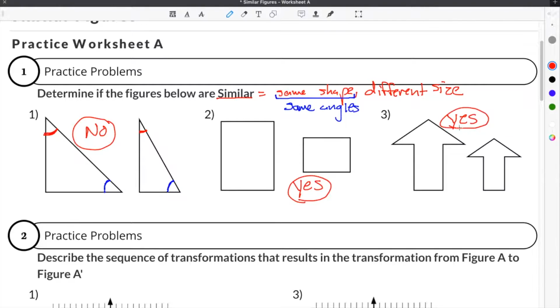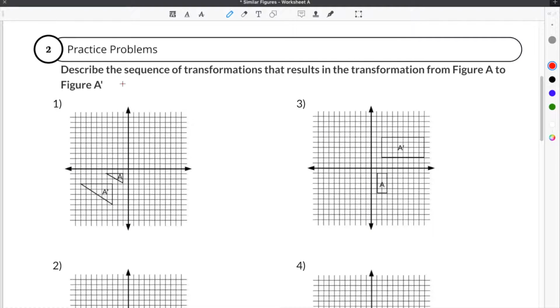Part 2 of our similar figures worksheet asks us to describe the sequence of transformations that results in the transformation from figure A to figure A prime. What the phrase sequence of transformations means is you have to describe how you can use translations, reflections, rotations, and dilations to go from one figure to the other. So in this case, to go from figure A to figure A prime.